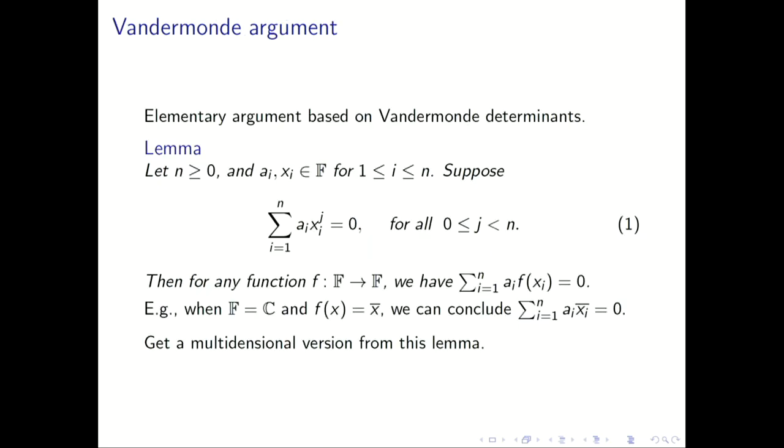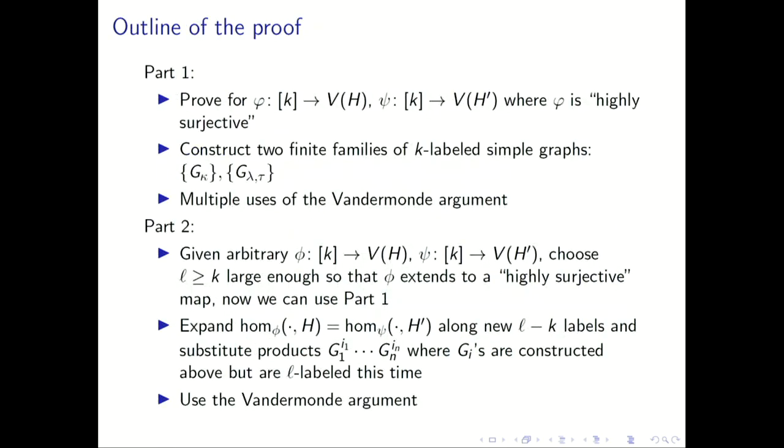As mentioned before, we introduced a very simple argument that we call the Vandermonde argument. For example, working over the complex numbers and assuming that equation 1 holds, we can conclude that the following combination of conjugates is 0. However, the actual version that's used in the paper is a multi-dimensional version of this argument and is achieved by iteratively applying the one-dimensional version. So now we proceed to the actual outline of the main proof.